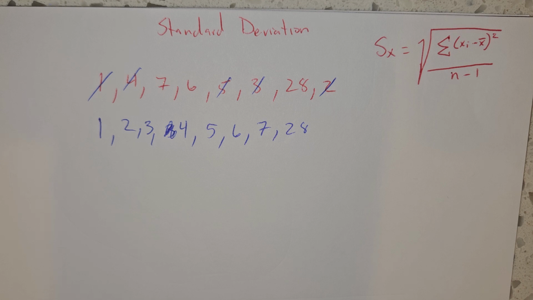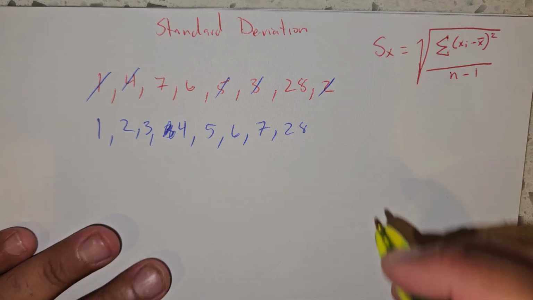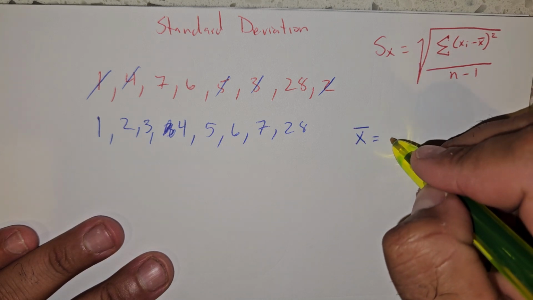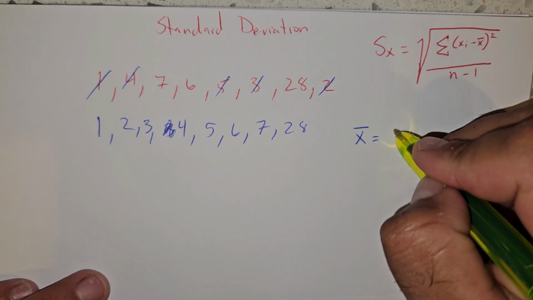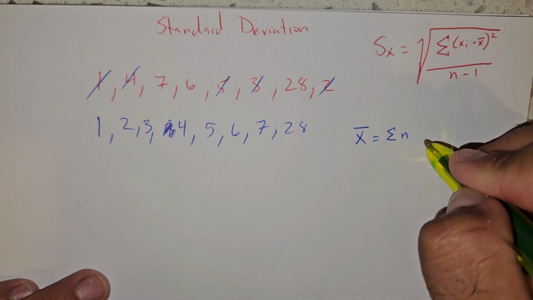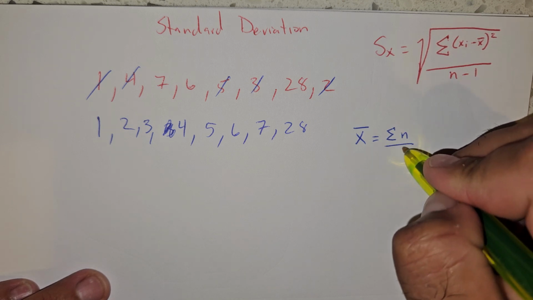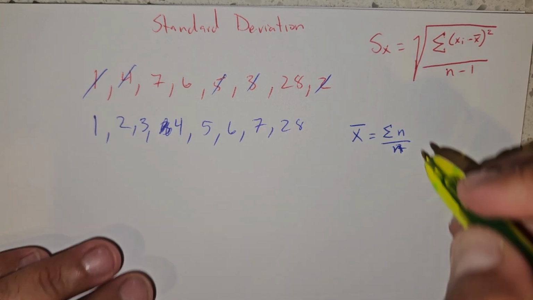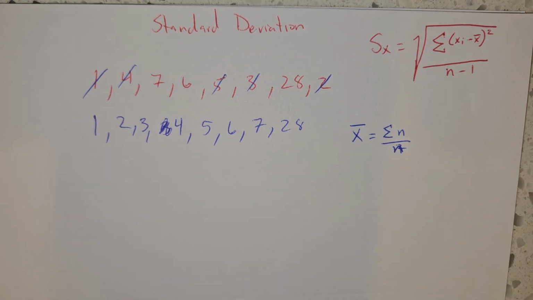Next thing we're going to do is add them up to find our mean. To find our mean, we have to add all the values together. So it's the summation of all the values divided by n. Let me get my handy dandy calculator out to make things easier.